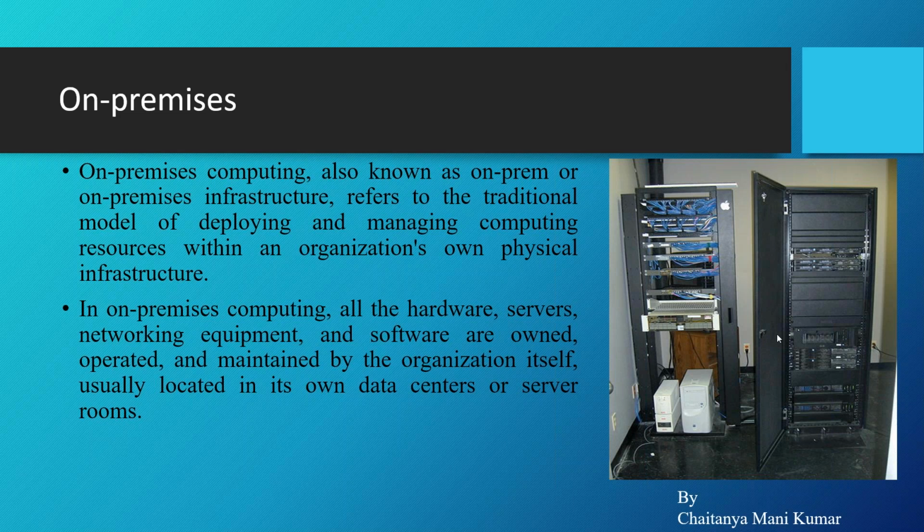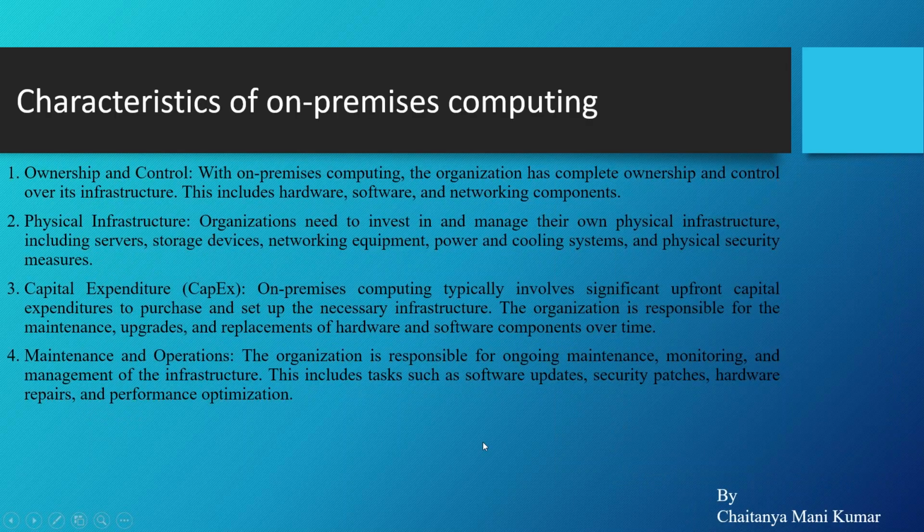Now, coming to the next one, what are the characteristics of the on-premises environment? The first and foremost one is ownership and control. Who is owning the entire servers? Obviously, the company is owning. Within on-premises computing, the organization has complete ownership. You have to purchase the servers and control the infrastructure, which includes hardware, software, and networking components. The company is the owner of the entire hardware, so you don't need to worry about paying any rent. Everything is owned by the company.